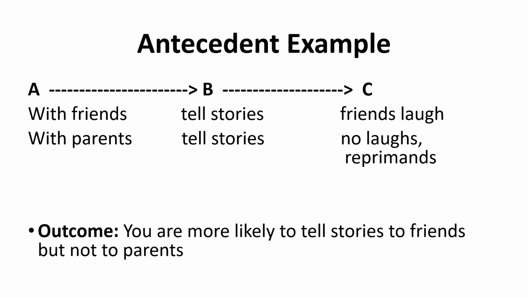So that would be a reinforcing behavior. If they do the same with their parents, so they're with their parents and they tell stories, maybe you've experienced, you get no laughs, or maybe even they reprimand you for wasting their time or something like that. And this difference in responding comes from the two different antecedents. Our outcome here is that you are more likely to tell stories to your friends, but not more likely to tell stories to your parents. So being with friends would be an SD, and being with your parents would be an S delta.